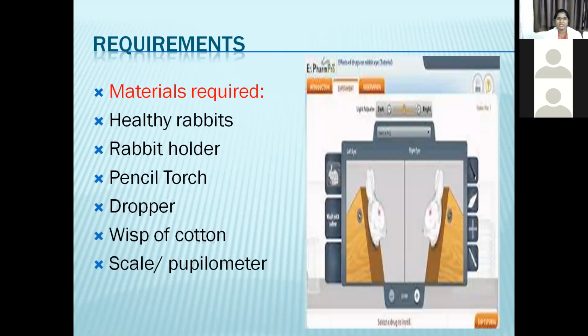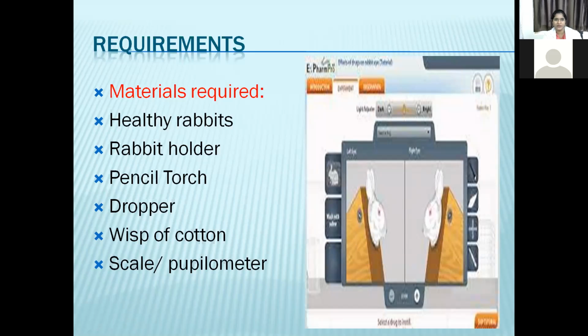And next, the materials required. Which materials do we use for rabbit eye experiments? First, we have to select healthy rabbits and a rabbit holder. These are the materials: healthy rabbit, rabbit holder, torch, dropper, cotton wool and pupillometer. These are the materials used in this practical. So this is the rabbit, this is the rabbit holder, and here you can see the torch, this is the cotton wool, this is the scale and dropper.